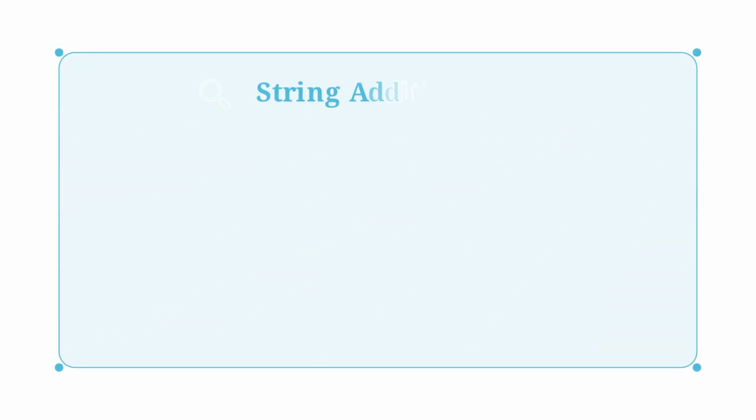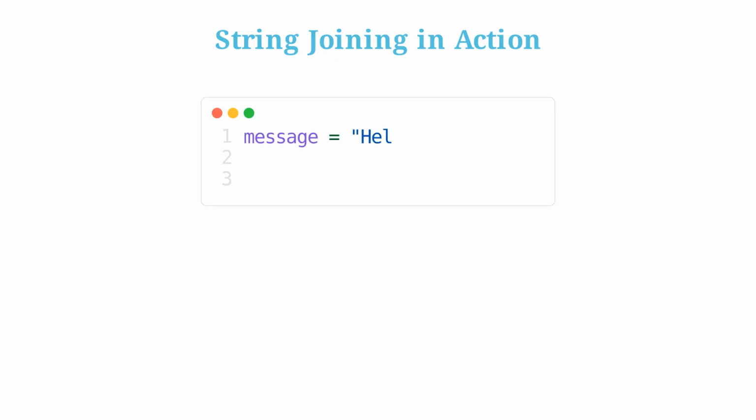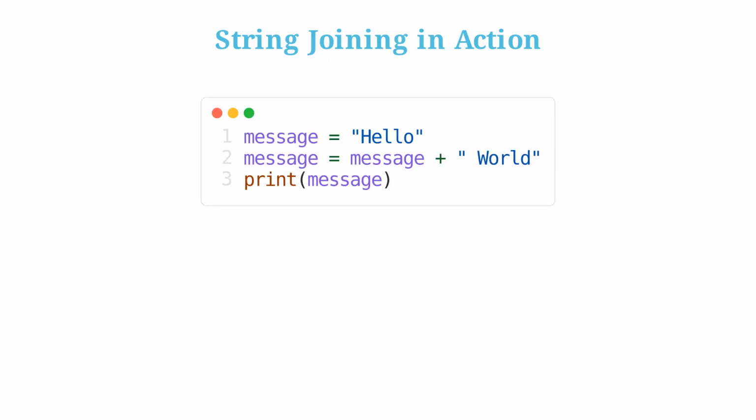Now for something completely awesome. Remember how plus works with numbers? Well, with strings, plus does something totally different. It joins them together. Check this out. We start with message equals hello. Then we say message equals message plus space world. Python reads hello, joins it with space world, and we get hello world. No math, just joining text.